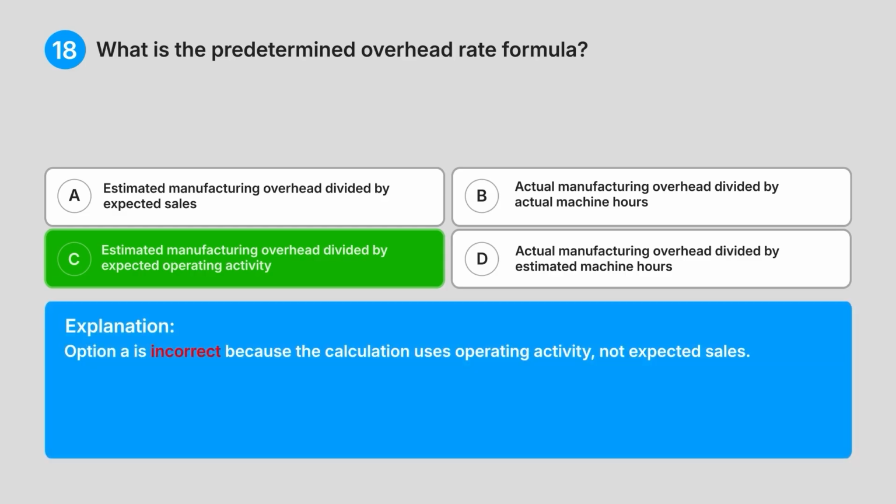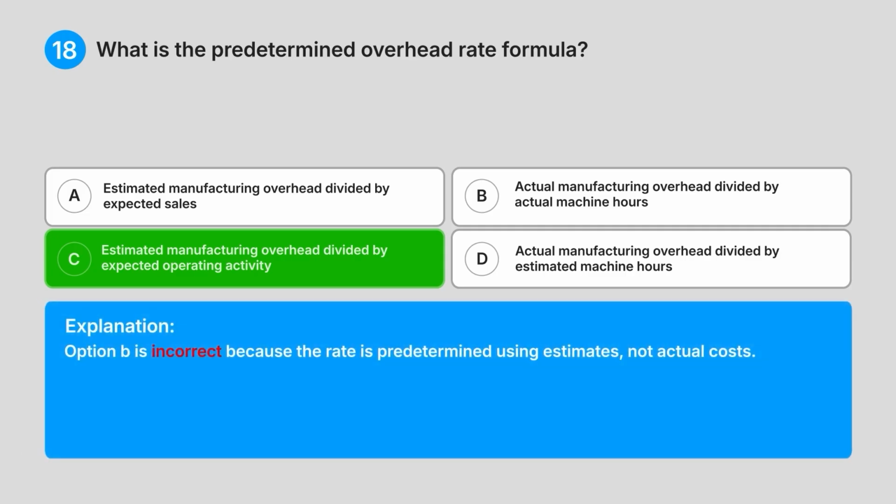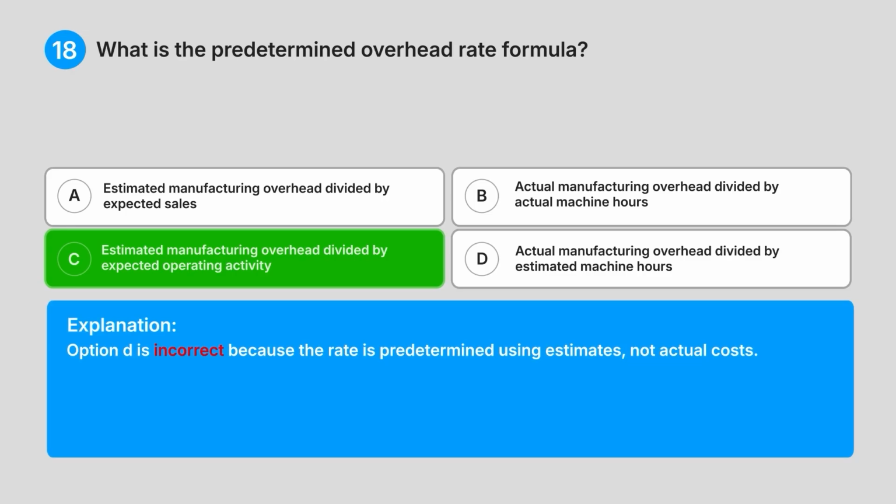Option A is incorrect because the calculation uses operating activity, not expected sales. Option B is incorrect because the rate is predetermined using estimates, not actual costs. Option D is incorrect because the rate is predetermined using estimates, not actual costs.